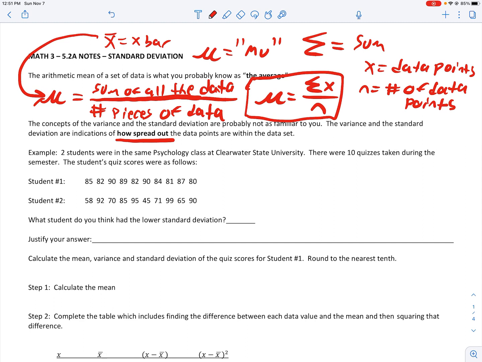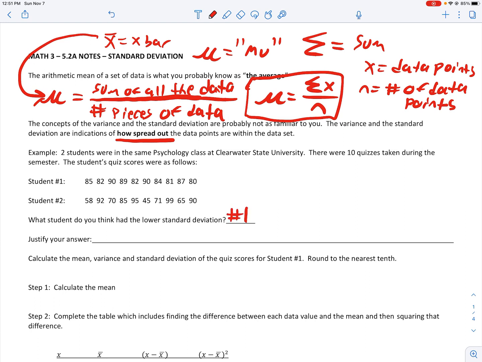So looking at the two students, student 1, student 2, look at their quiz scores. The question is, which student do you think is going to have lower standard deviation? That is going to be a student whose quiz scores are closer together. So pause the video and pick which student you think has the lower standard deviation. Pause the video now.